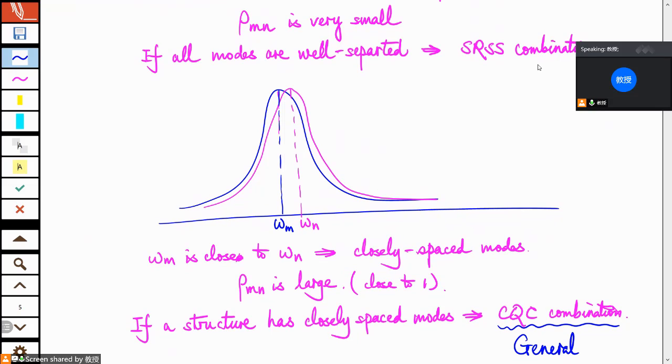Okay, so you can always use CQC, just slightly more work to find rho mn. But if you want to write a program, then it's easier to write a subroutine to find rho mn, then you always use CQC. Okay, so most of the time you use SRSS only when you want to do it by hand, and then it's an approximation.